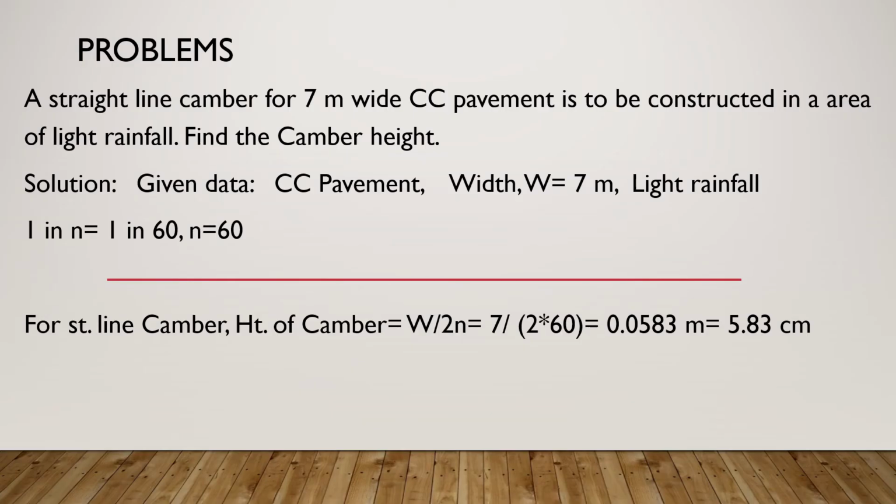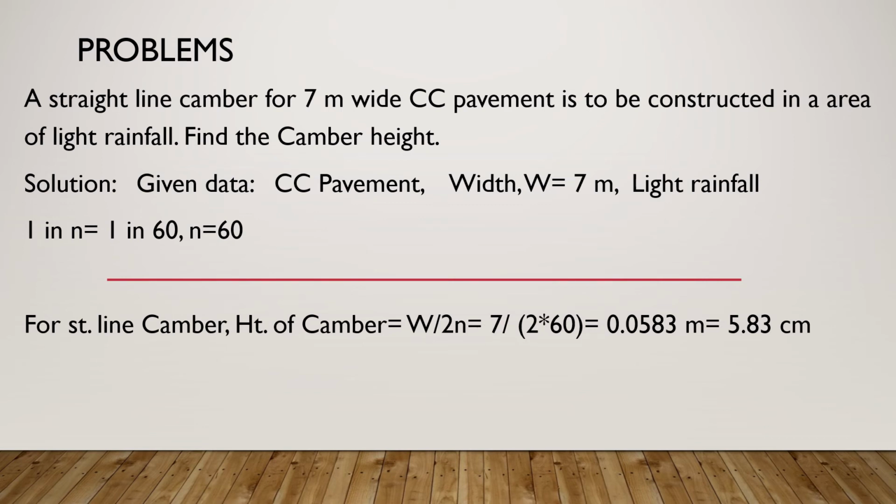Problem. A straight line camber for a 7 meter wide cement concrete pavement is to be constructed in an area of light rainfall. Find the camber height. Here in this problem, it is a cement concrete pavement, the width of the road is given as 7 meter, and the area belongs to light rainfall. That's why, as per the table, the 1 in n value for a cement concrete pavement in a light rainfall area is 1 in 60. So n is equal to 60.